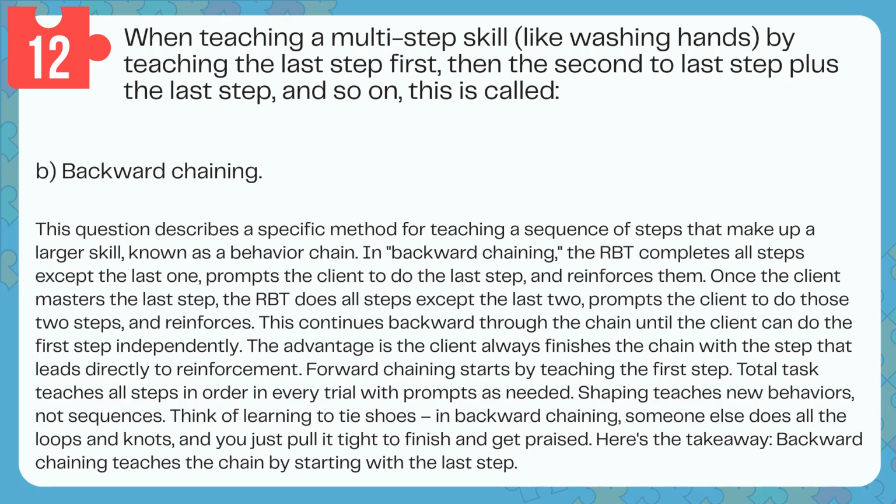The advantage is the client always finishes the chain with the step that leads directly to reinforcement. Forward chaining starts by teaching the first step. Total task teaches all steps in order in every trial with prompts as needed. Shaping teaches new behaviors, not sequences. Think of learning to tie shoes. In backward chaining, someone else does all the loops and knots, and you just pull it tight to finish and get praised. Here's the takeaway: backward chaining teaches the chain by starting with the last step.